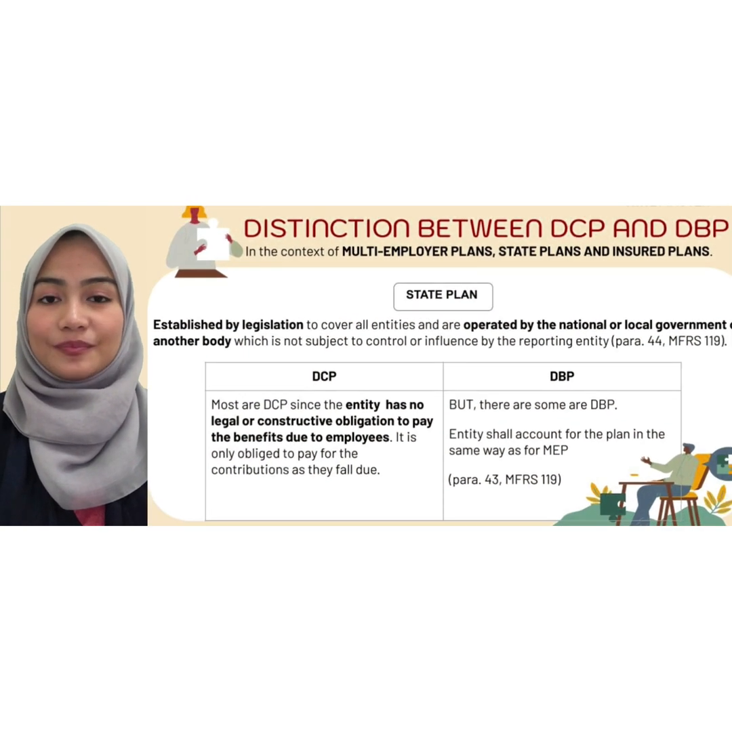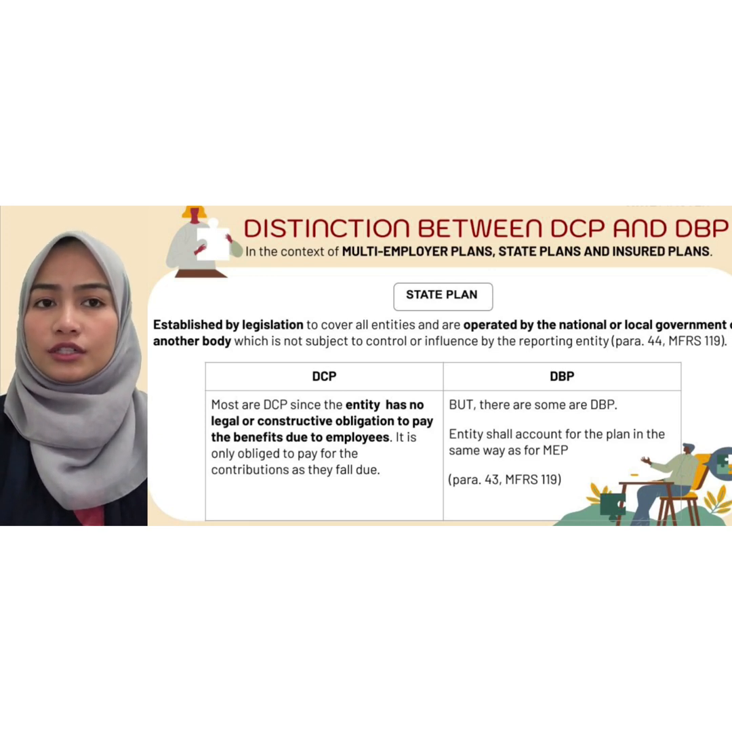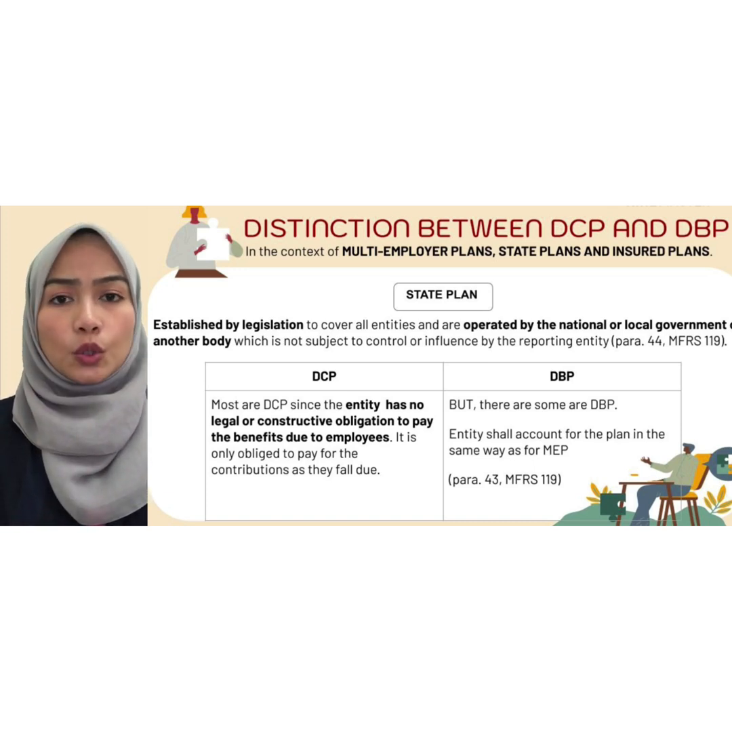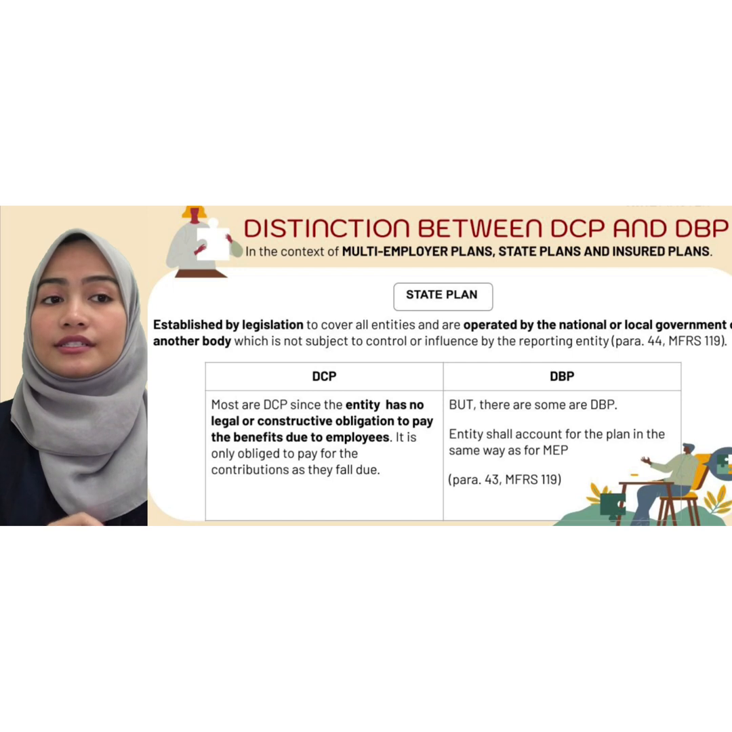Now we move to the second plan, which is the state plan. State plan means established by legislation by the national or local government or another body. Most are DCP, since the entity has no legal or constructive obligation to pay benefits due to employees, but there are some that are DBP, so the entity shall account for the plan the same way as MEP.